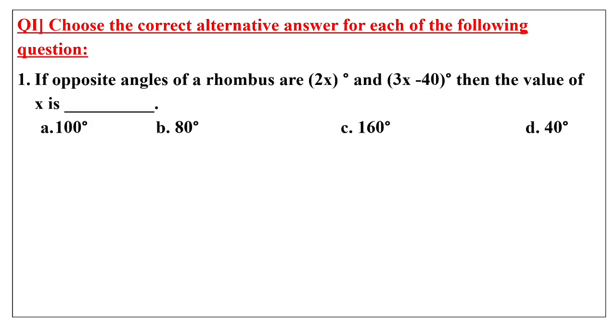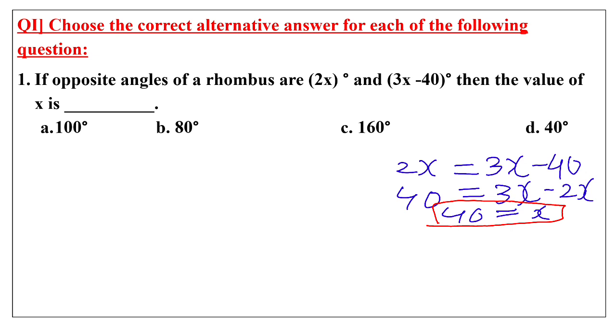First question is given in the worksheet. Choose the correct alternative answers for each of the following questions. The first one is given. If opposite angles of a rhombus are 2x degrees and 3x minus 40 degrees, then the value of x is dash. As we know, the opposite angles of a rhombus are congruent.